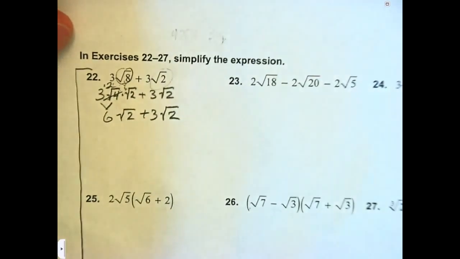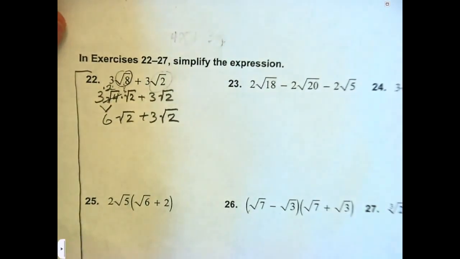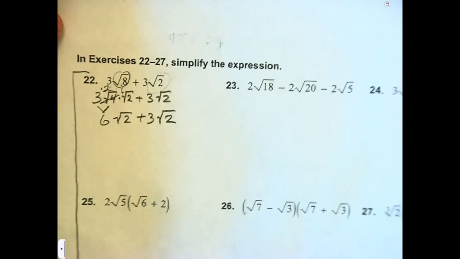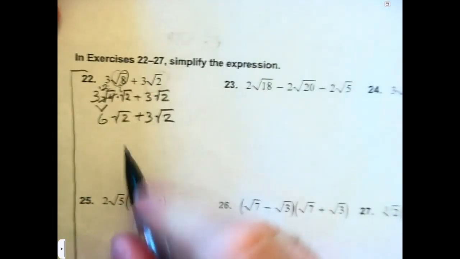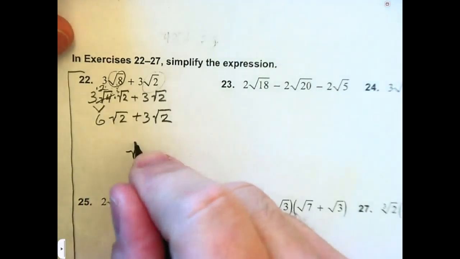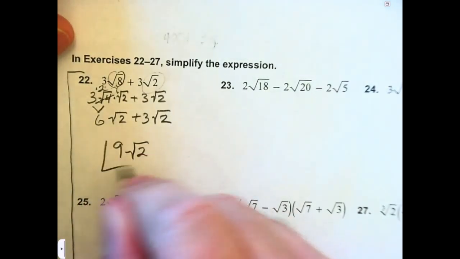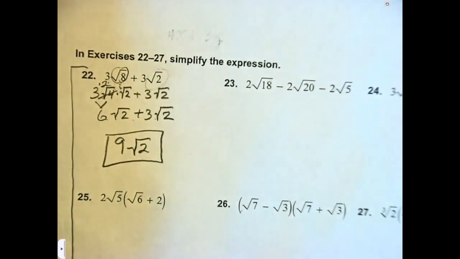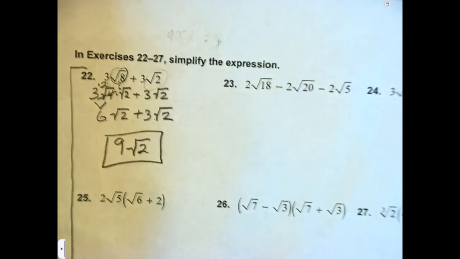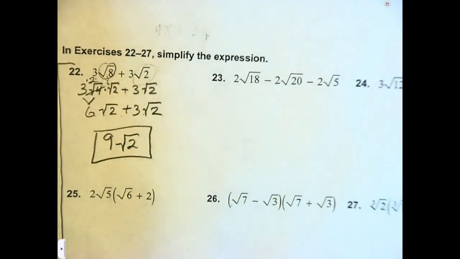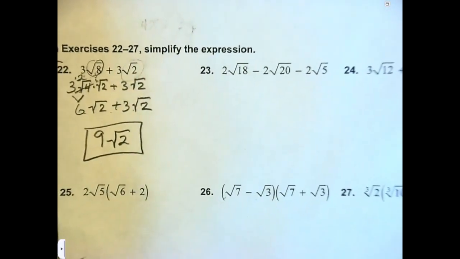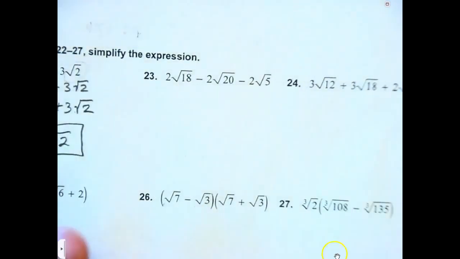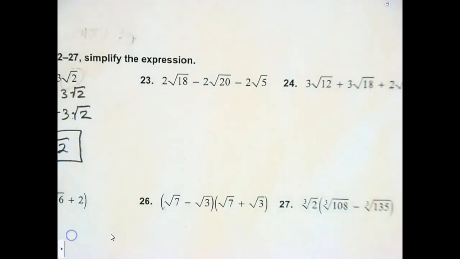Tell your neighbor what you can do now. Okay, what do we end up with? How many root 2s? You have 9 root 2s. You have 6 here and 3 here. You have the same thing. Now you can put them together. 9 root 2s. All right, number 23. Go ahead and tell your neighbor what to do there. How to start it out. Same roots. Try to get the same roots. Simplify those radicals that you currently have.